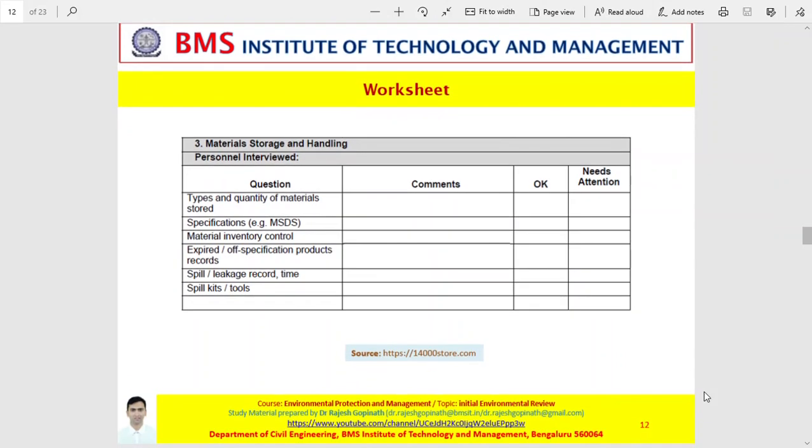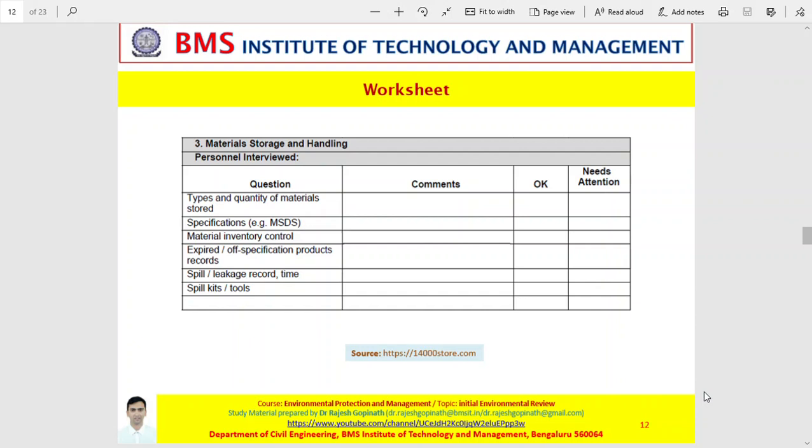Slide 12. Part 3 of this worksheet basically deals with the storage and handling aspects of the materials. As usual, the personnel who have been interviewed have to be mentioned here with the details. Once again, based on the comments and feedback, the green areas and gray areas have to be highlighted. Green areas are those which do not require any attention, while gray areas are those which require attention and intervention for continual improvement. So basically, what does part 3 deal with?